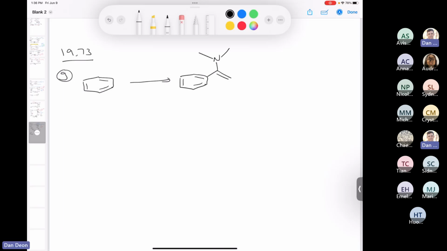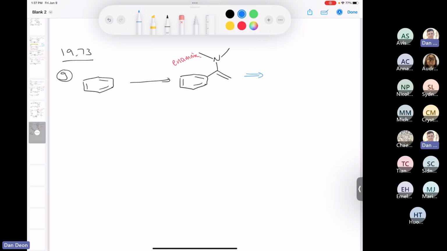Could anybody tell me what functional group is in the final compound and not the aromatic ring? I don't care about that. Could anybody tell me what functional group is in here? Yes, thanks, Avishi. It's an enamine. We haven't talked about those today. So enamine, yes. And so if I wanted to make this enamine, what's that going to come from?